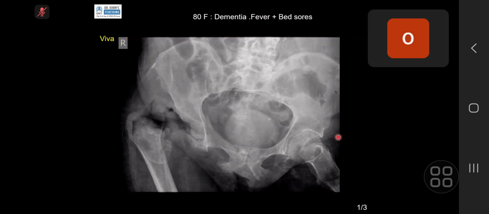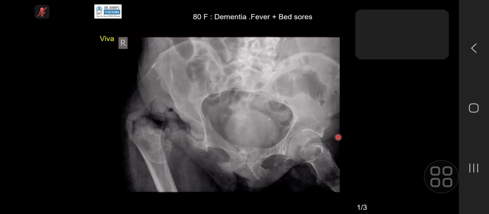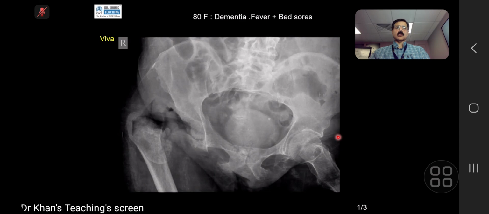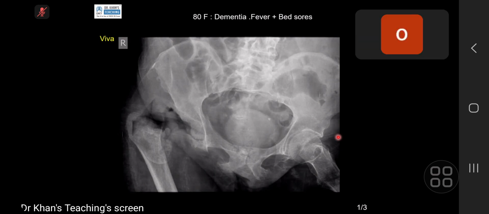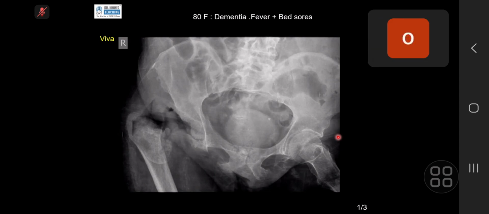So I am concerned about septic arthritis caused by a gas-forming organism, maybe. And what is happening to the surrounding bones? So there is osteolysis of multiple bones, particularly the pubic rami bilaterally.